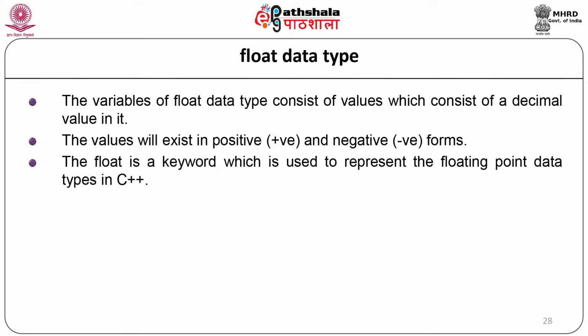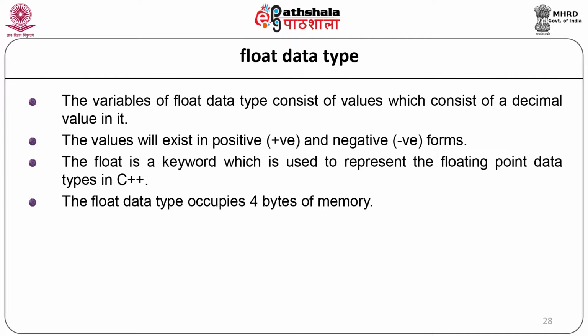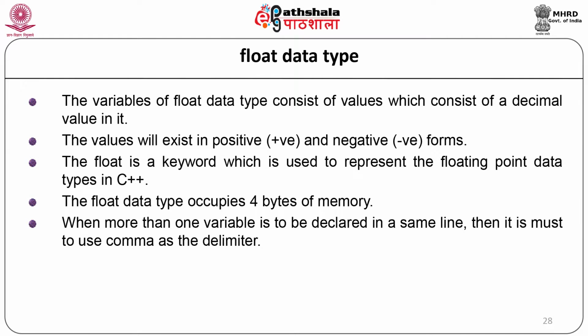The float is a keyword which is used to represent the floating point data type in C++. The float data type occupies 4 bytes of memory. When more than one variable is to be declared in the same line, then it must use a comma as a delimiter.